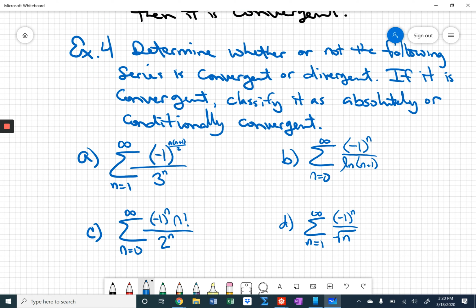Now, although in class I would usually prove this theorem, I'm going to forego the proof right now just for the sake of the length of the video. At some point, when we come back together, we could go over the proof together. So here's example number 4. Determine whether or not the following series is convergent or divergent. If it is convergent, classify it as absolutely or conditionally convergent. All right, so I would really want you to pause the video and go give these a try, or at least try the first one, and then you can come back on and see how it's going, and then subsequently pause and work on the rest.